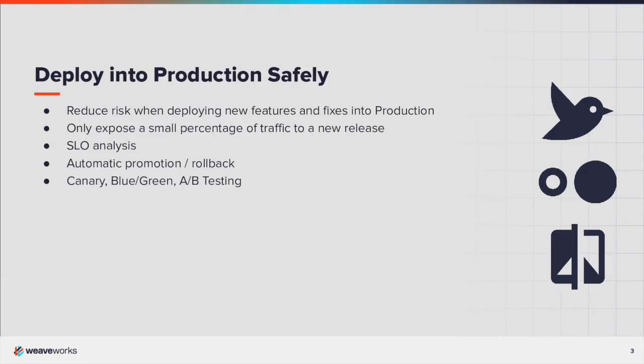We all know the best way to break any software component is to deploy it into production. Using progressive delivery provides an approach to mitigate this risk. Rather than taking a big bang approach, initially only a small percentage of traffic is exposed to the new release. Service level objective analysis is used to inform the decision whether to continue the deployment incrementally, shifting more traffic to the new release, or rolling back to the previous release if the service levels are not met.